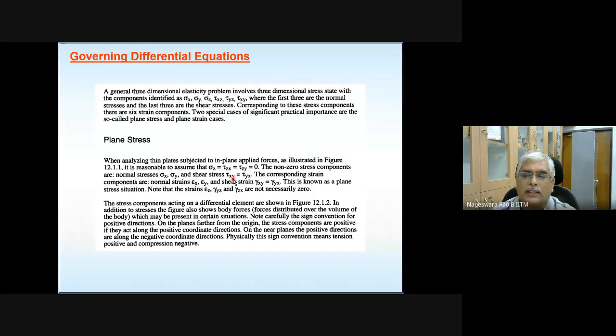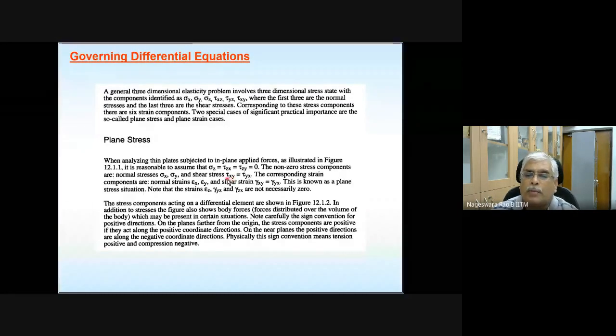Why is tau xy equal to tau yx? You need to go back to your mechanics of materials. If you are not clear on that, that is what is called the complementary property of shear.